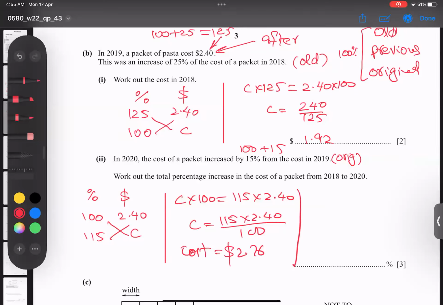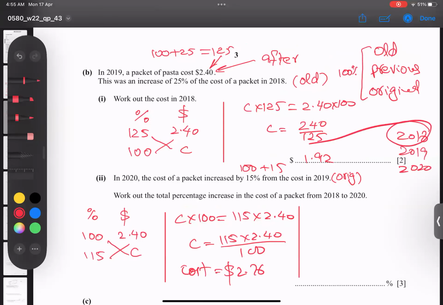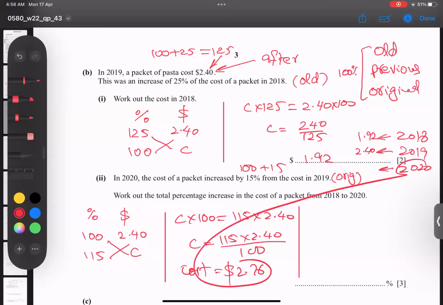$2.76. So if I recall the whole thing, there is 2018, 2019, and 2020. I think you got my point. Originally, in 2018, it was $1.92. Okay, and 2019 it turns to $2.40. In 2020, what I got now is $2.76. So you can see that he's asking what is the percentage increase from 18 to 20. So here to here, how much increase?